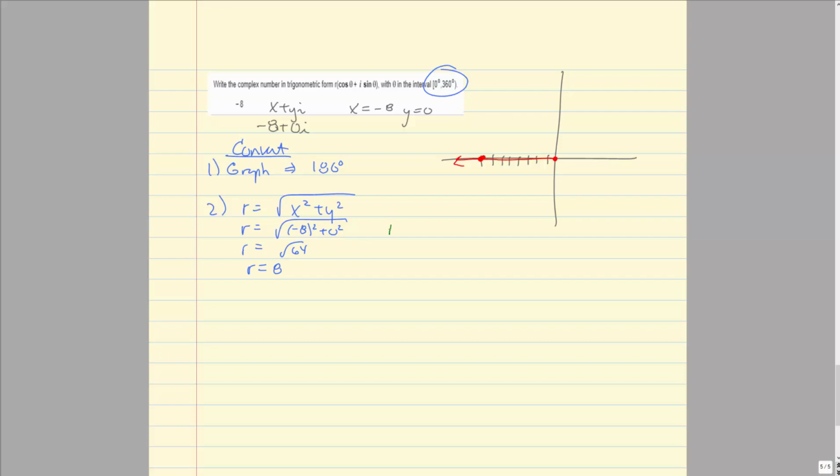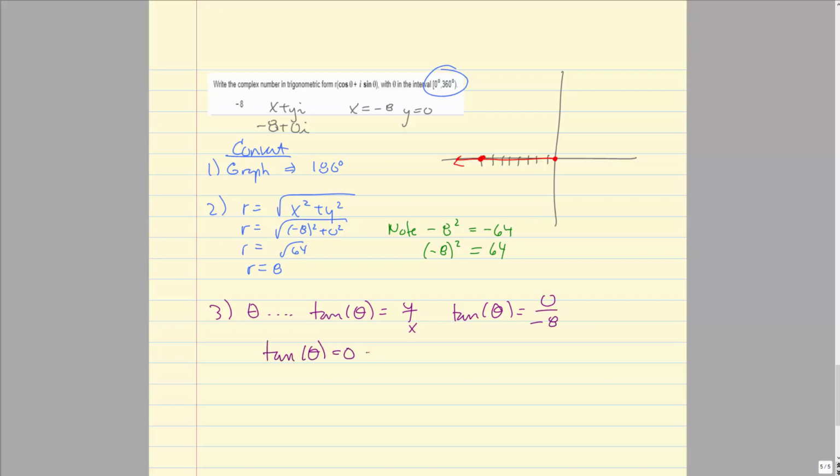Now I want to note something important here. If I would have put in -8 squared like this, that would have been a -64. If the -8 is in parentheses as it should be, I will get a +64. So you always need to put the parentheses around the base of whatever the exponent is. Okay, next step, we are going to figure out what theta is. Tangent of theta is y over x. Y in this case is 0 over -8, so I have tangent theta is equal to 0.